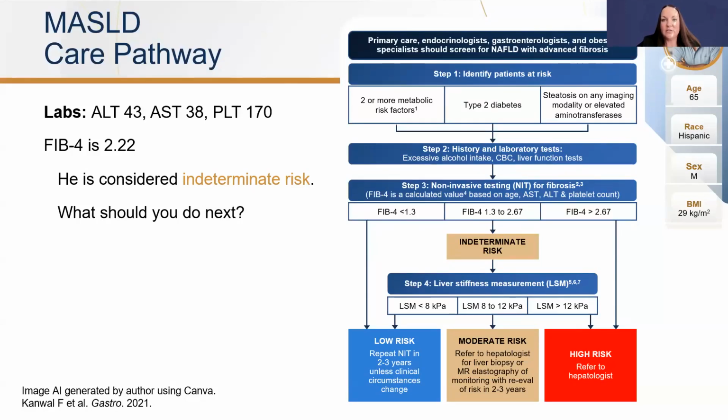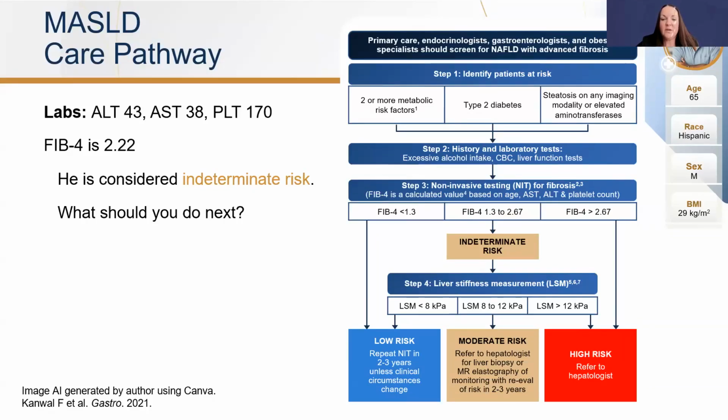You have a little algorithm here to your right. Basically, we need to identify our patients that have 2 or more metabolic risk factors: abdominal obesity, type 2 diabetes, sleep apnea, hypertension. If you have patients like this, then we should at least do a FIB4. Any patient with type 2 diabetes, or if they incidentally have fatty liver on an abdominal imaging exam and they come to us for an unrelated disease state, then we should at least do a FIB4.